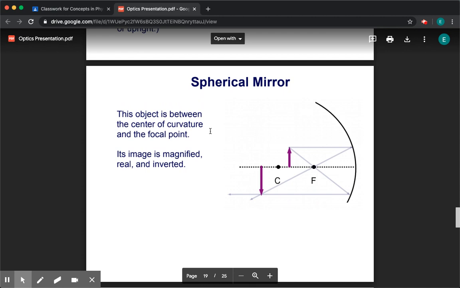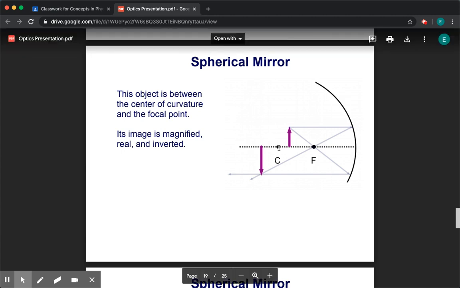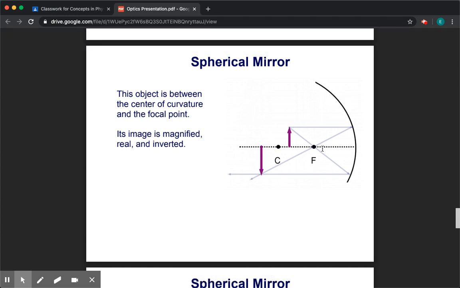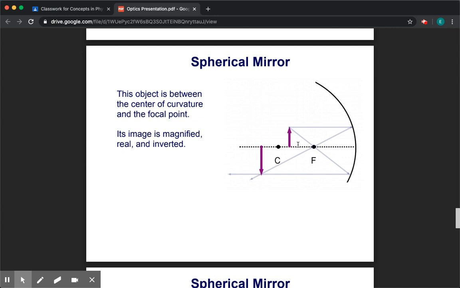But what I want you to know is this, starting from here. If you're standing in front of this mirror, between the center of the sphere and the focal point, the image you're going to get is going to be real, meaning it's going to appear to be in front of the mirror, not behind it, and it's going to be inverted, okay? Meaning it's going to appear to be upside down.